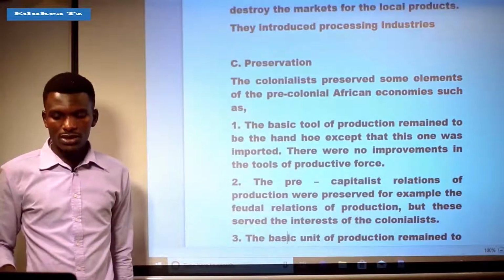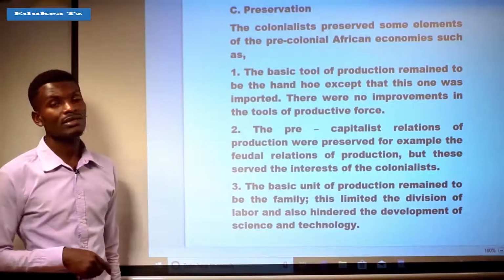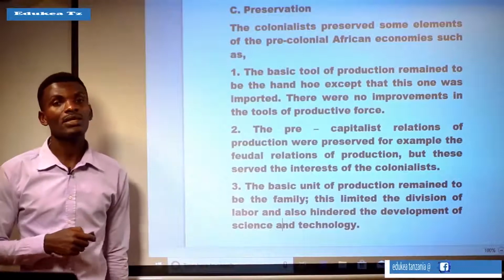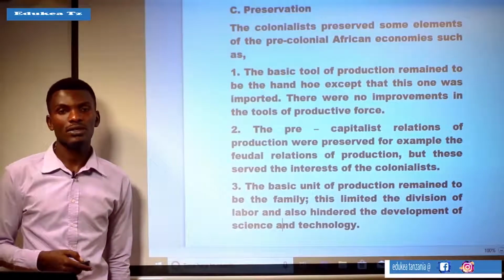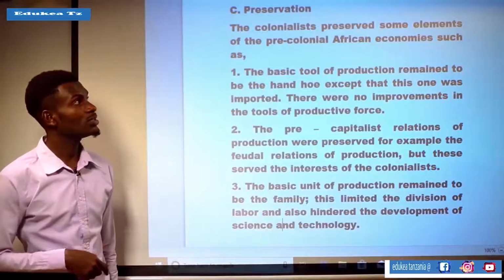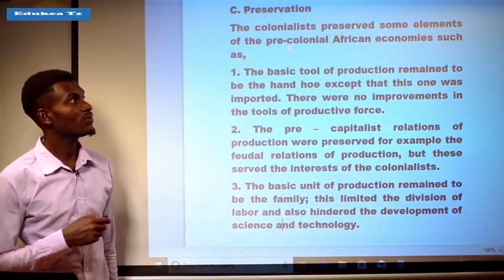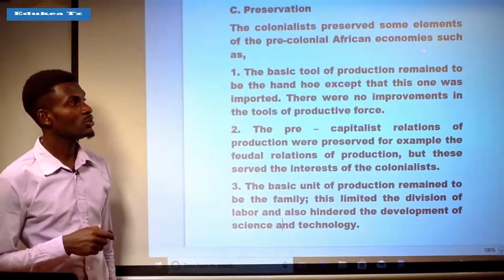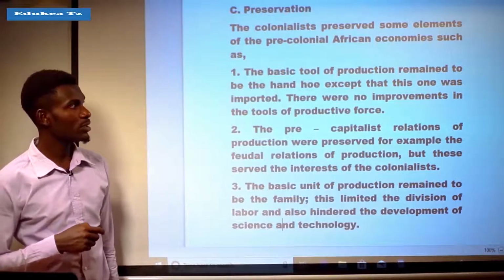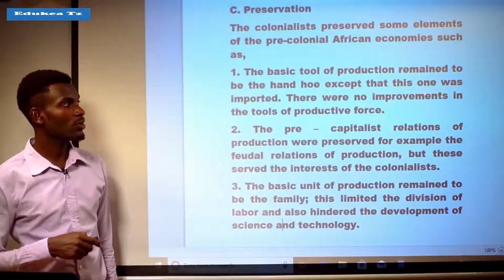So the last method that was used to introduce colonial economy in Africa was the preservation method, whereby some elements in Africa were preserved to continue to be used. The colonialists preserved some elements of the pre-colonial African economies, such as the basic tool of production, which remained to be the land, except that the tools were imported.